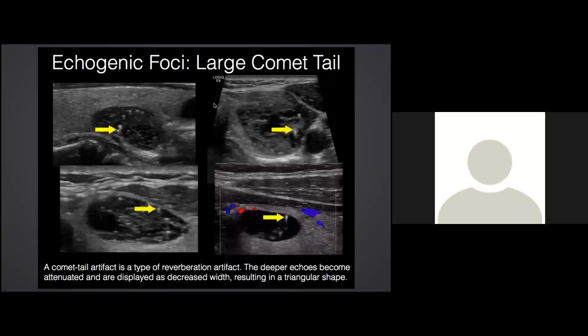These are examples of echogenic foci. These are large comet tail. I think Siddharth showed a few examples. These are a few more examples. Comet tail artifact is a type of reverberation artifact, which Brinda also discussed. The deeper echoes become attenuated and are displayed as decreased width, resulting in a triangular shape.